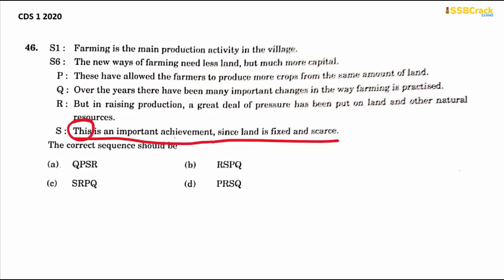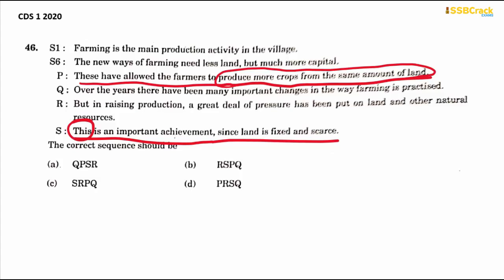What is this pointing to? What is this important achievement? Since land is fixed and scarce, we have to find it out. Okay? So let's find out. And that is: these have allowed the farmers to produce more crops from the same amount of land. So basically, the important achievement that sentence S is talking about is producing more crops from the same amount of land. And this is an important achievement because land is fixed and scarce.